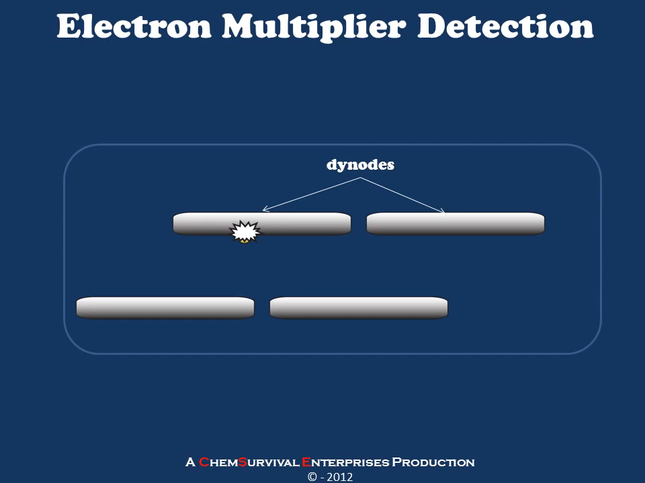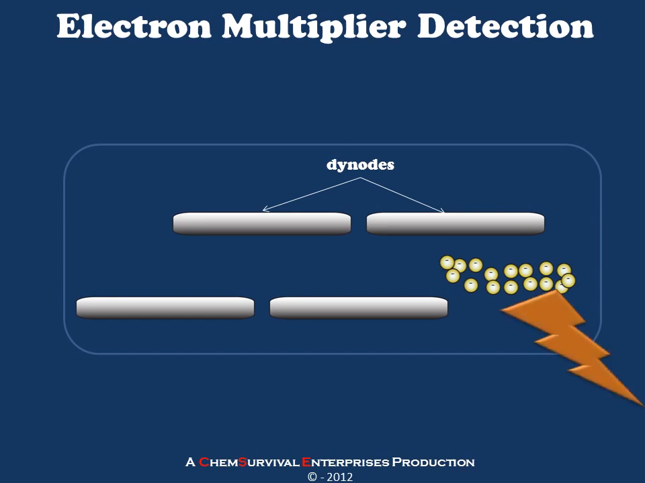Now in this case we're going to produce 3 electrons per impact. So our 3 electrons move to the next dynode where there's a new impact, which creates 3 more per electron for a total of 9. And then a new set of impacts creates even more. And very quickly, a measurable amount of current is generated.